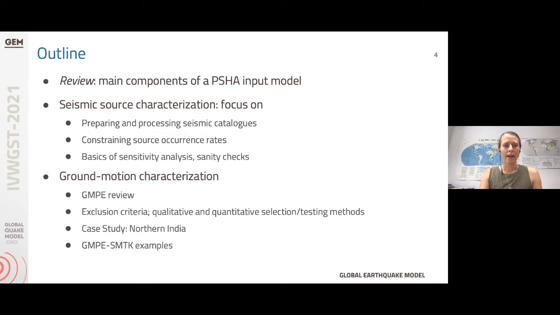And then for the latter half of the talk, I'll hand it over to Sreyasvi, who will cover the ground motion characterization, reviewing what GMPEs are, and then going over some of the methodologies used to select GMPEs, and finishing with a case study from her own research on Northern India, and then some examples of GEM's GMPE SMTK.